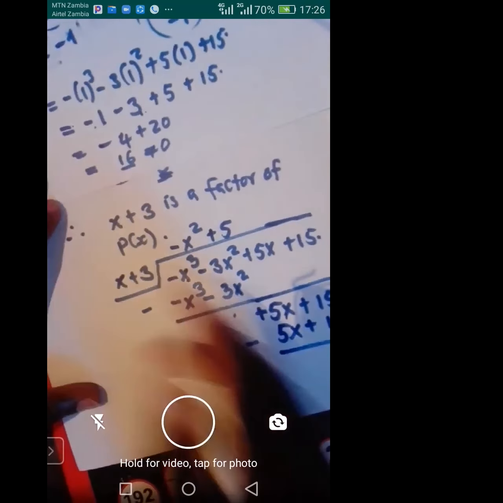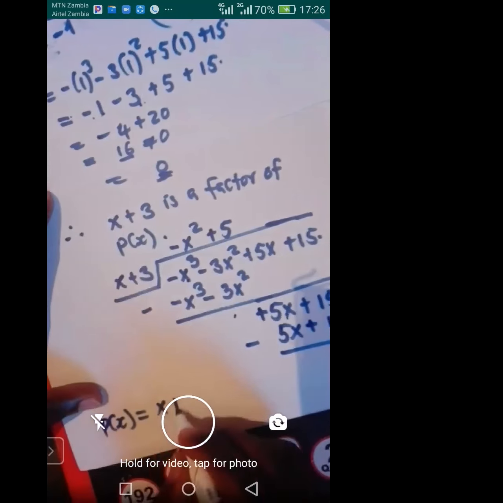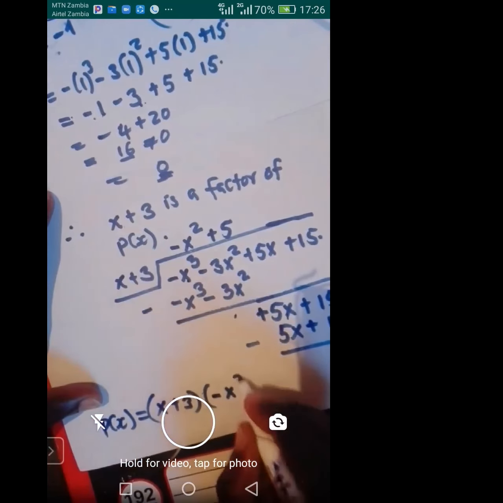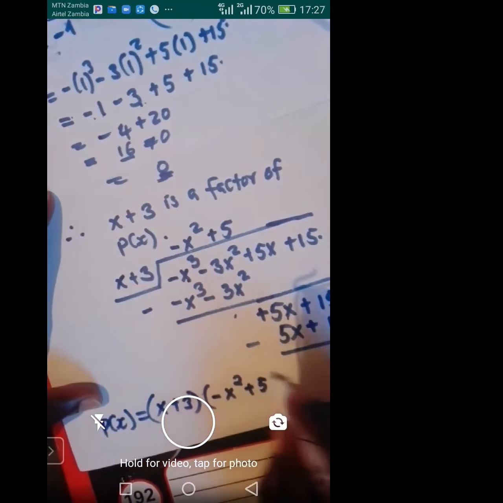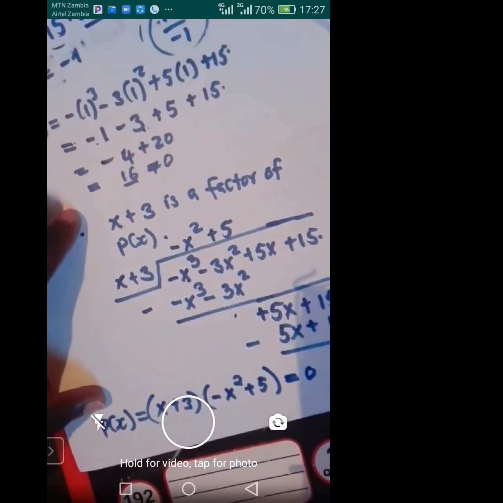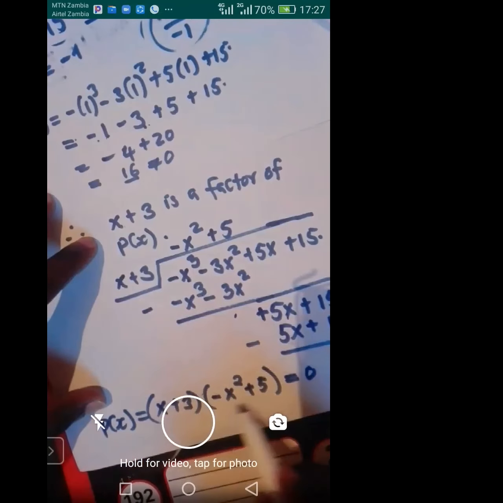Therefore, you can write P of x as x plus 3 times the quotient, with the 5 term. Now remember that this one is equal to 0. How do we factorize this one?